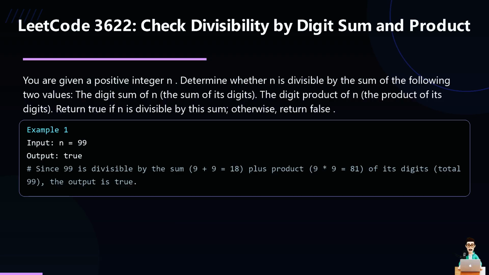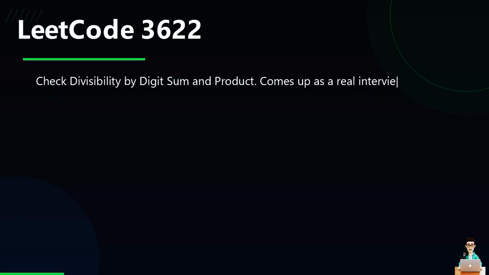N is divisible by the sum of its digit sum and its digit product. So you add up all the digits, multiply them all together and add those two results. If n divides evenly into that total, the answer is true. Otherwise, it's false. This is LeetCode 3622. Check divisibility by digit sum and product.